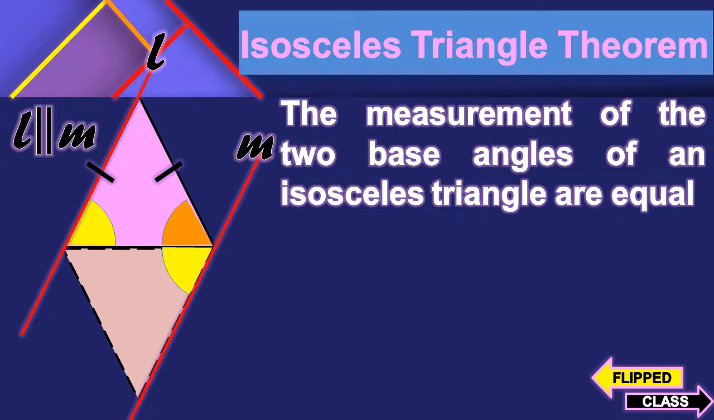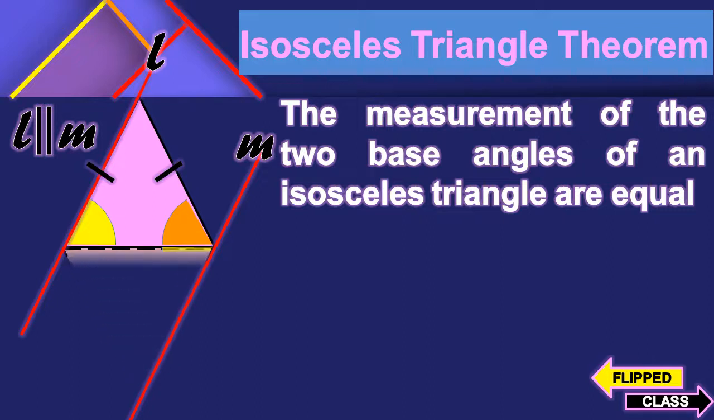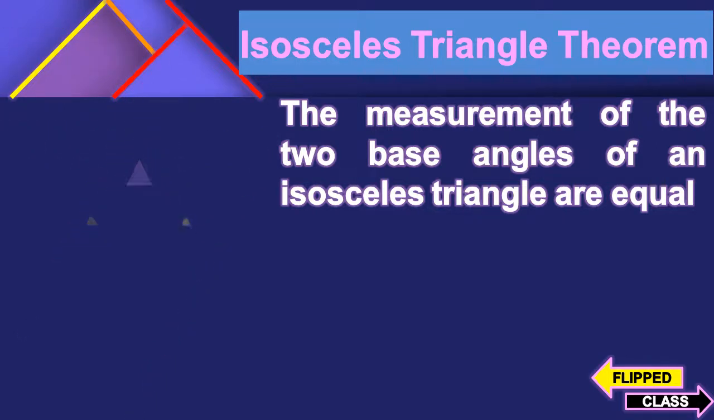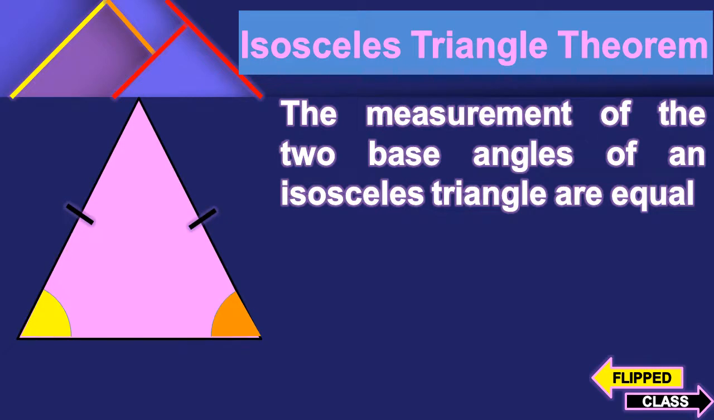If they are equal, using the base as the transversal line, we know already that it's just a reflection, and therefore that is just a reflection of the orange colored angle. This is the proof of the theorem that the measurements of the two base angles of an isosceles triangle are equal to one another. This is the proof of the isosceles triangle theorem.